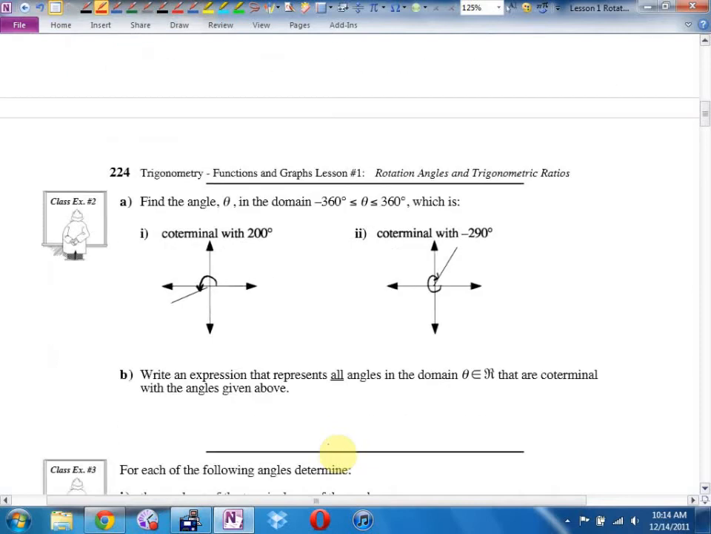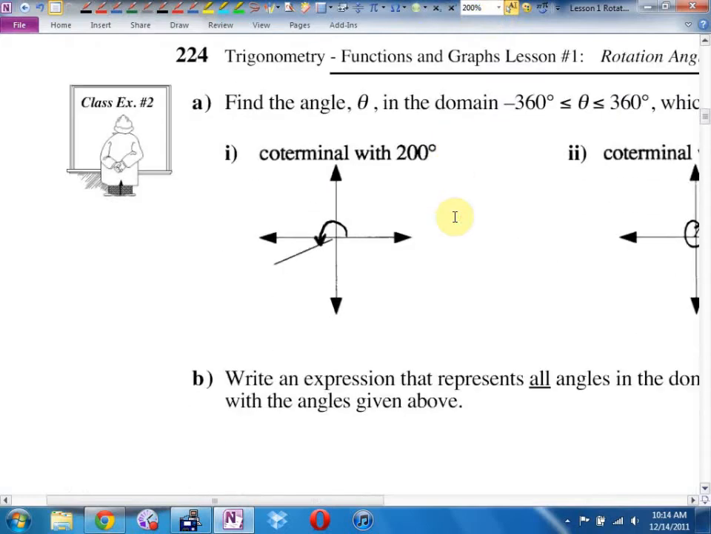Example one. Find the angle between negative 360 and positive 360 that's coterminal with 200. You know which angle they want? That one. How big? It's going to be the principal angle that they gave me. Am I going to add 360 or minus 360 to get that one? Minus 360, which is what?